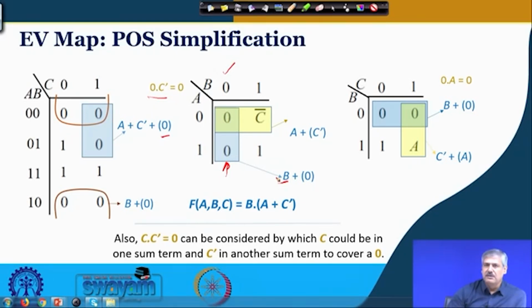The other group that can be formed: 0 can be considered as 0 C prime. So, A is remaining constant with 0, so A prime will be there, and C prime is already there. That is the way you get the corresponding term. Similarly for the other case.